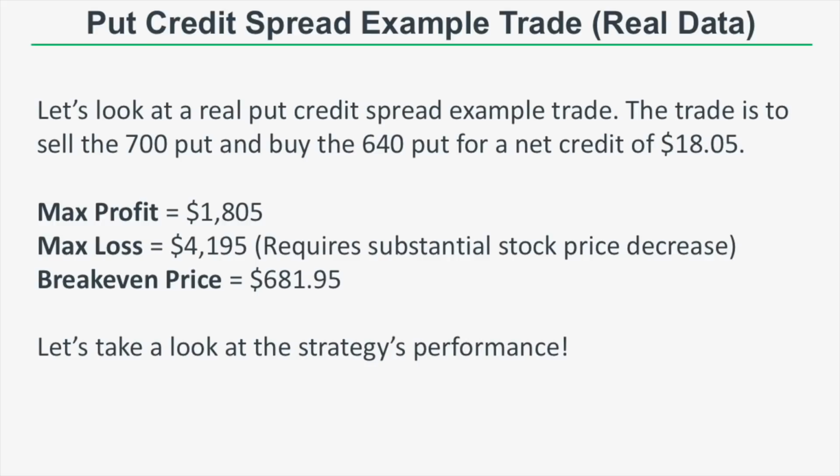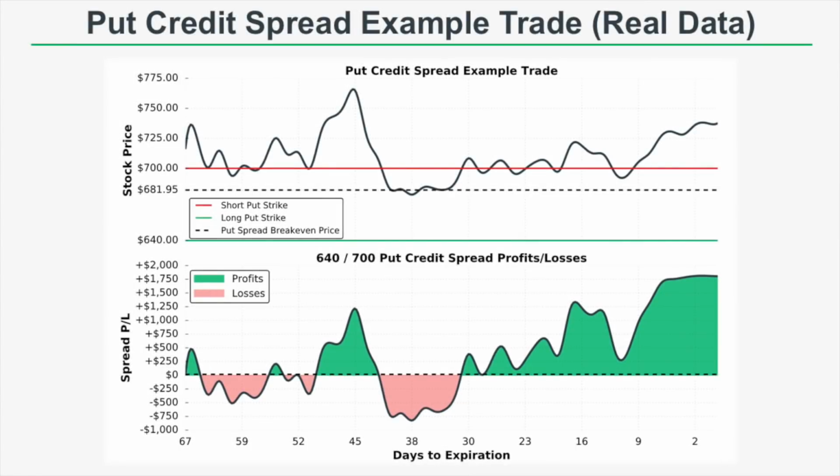Now our break-even price in this case is $681.95, and that gives us some downside room to move. So let's take a look at the strategy's performance as the stock price is changing over time. So on the top part of this graph, we're looking at the changes in the stock price relative to the strike prices of our put spread. Now, we can also see that our break-even price is $681.95, and that's because we collected a net credit of $18.05 from selling the 700/640 put spread. So our break-even price is $700 minus $18.05, which is $681.95.